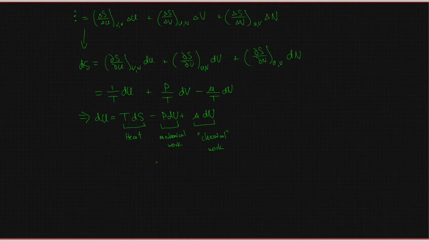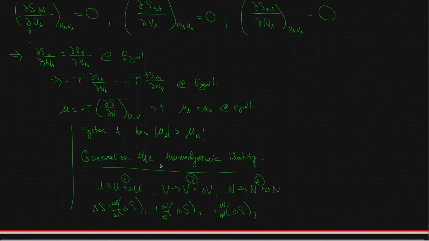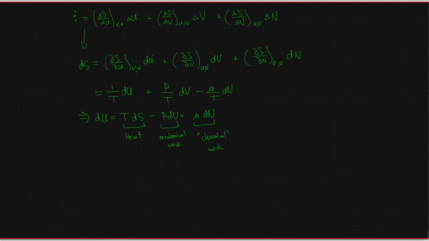Yes, that is exactly what we assumed back here. Yeah, so when we looked at this, we took one step where it takes U to delta U, V to delta V, and then N to delta N. Each of those steps is with the others held constant while you do those changes. And that's why we have these stipulations right here. So like this is V and N held constant. Yeah.